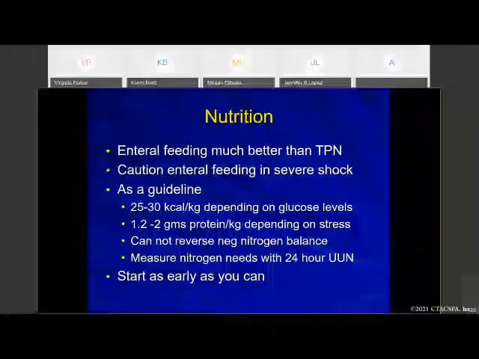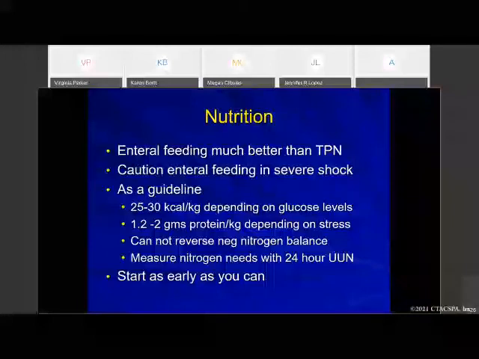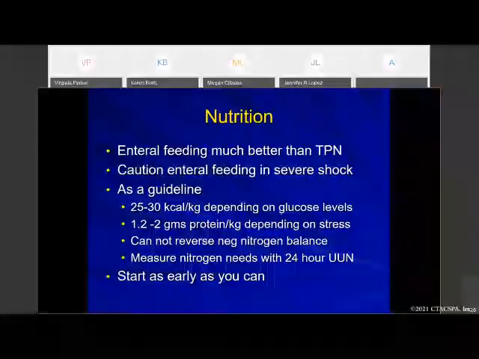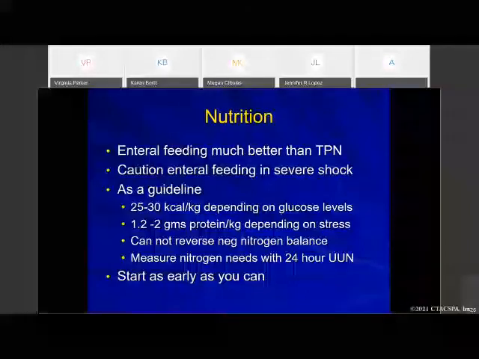If someone comes up and says, how many calories do you want to give, you should know this. I know now we just say, let me look at the dietitian's note. Well, you guys should know what to give them to start off with. And so you want 25 to 30 kcals per kilogram. And 1 to 2 grams of protein.